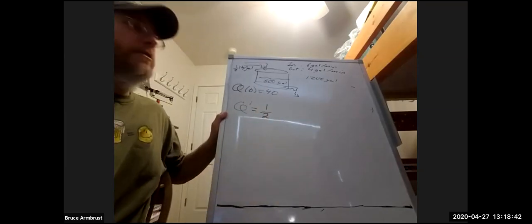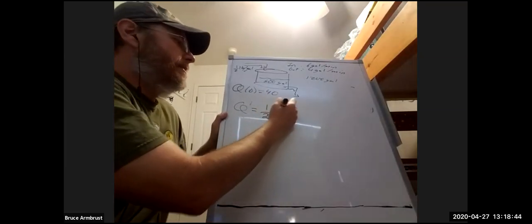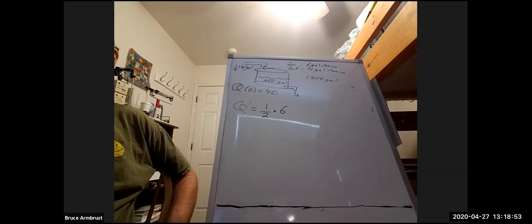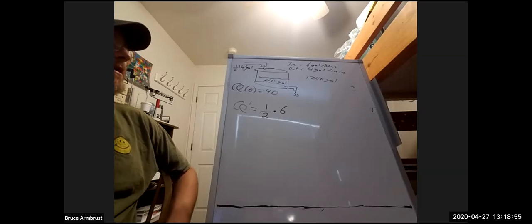That's how much water is coming in. But we need salt, at a concentration, so you'd multiply it by the concentration to get the total amount of salt going in. Good. So we're going to get our 1/2 pound per gallon times the 6 gallons. So really we're getting 3 pounds of salt every minute. So that's what's coming in.